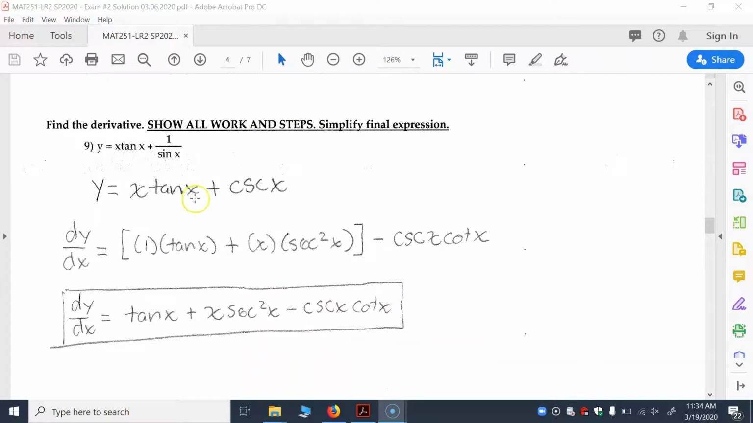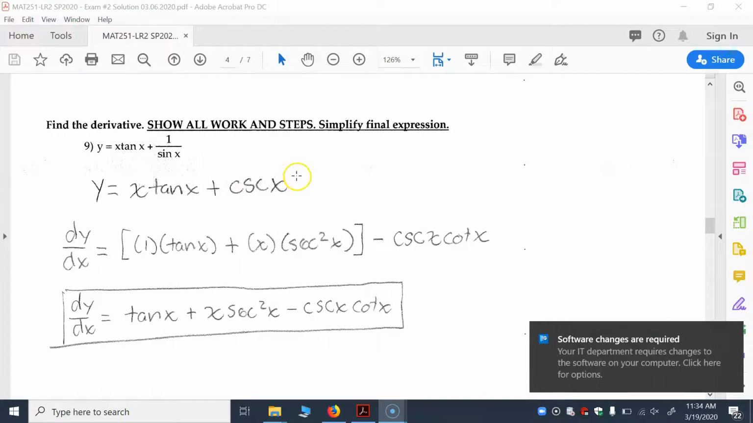All right, number 9, find the derivative. Again, we can rewrite this problem a little bit just to make it a little easier to avoid the quotient rule. First, x tangent of x, that is really a product rule problem. But 1 over sine of x, I can write as cosecant of x with that reciprocal relationship. All right, so you'll see in brackets here, this is the product rule.